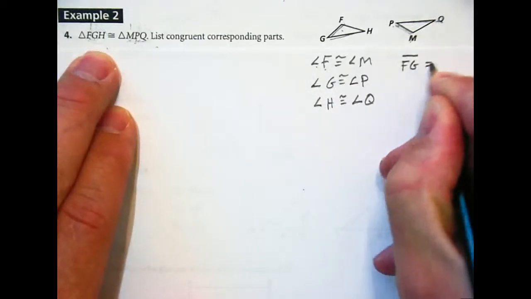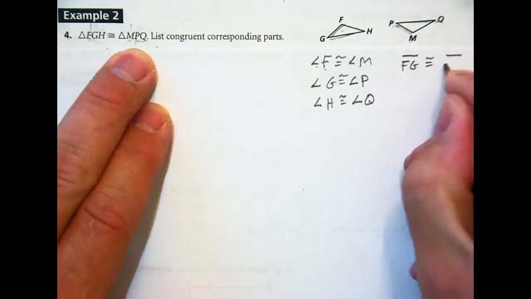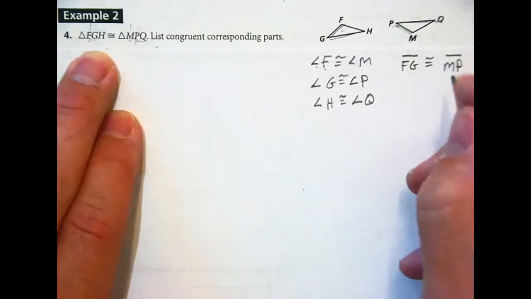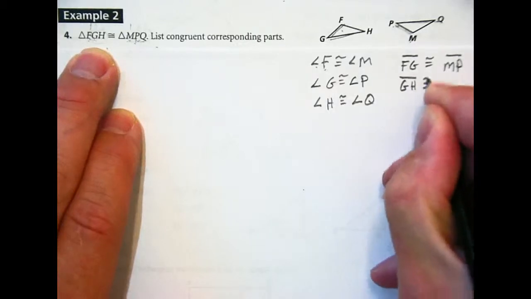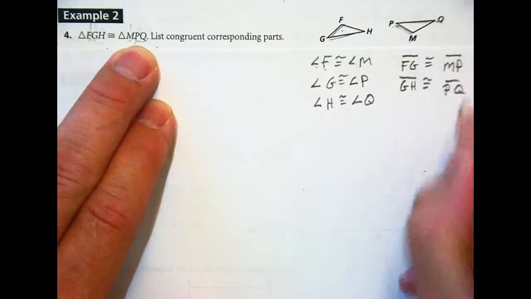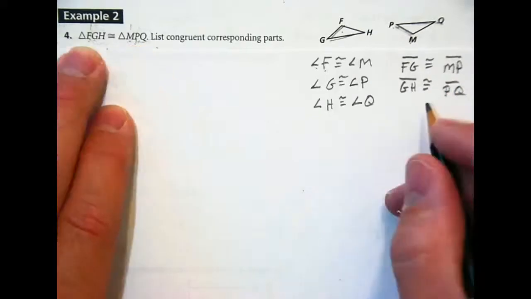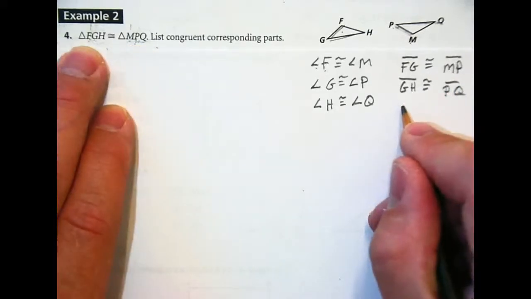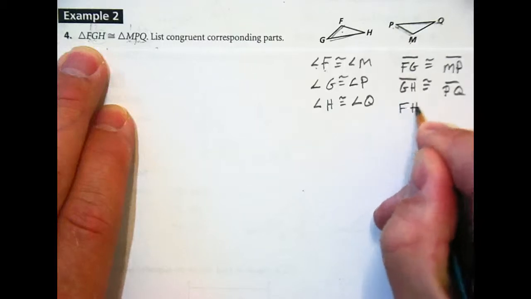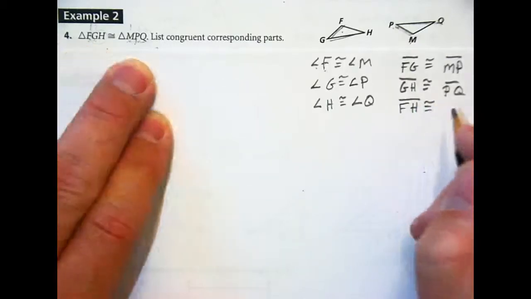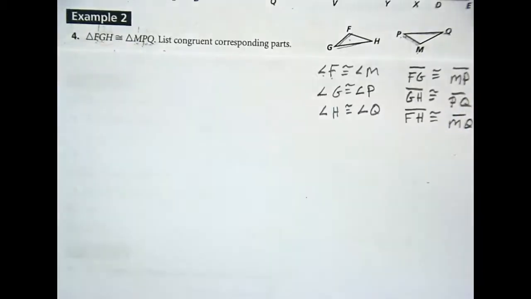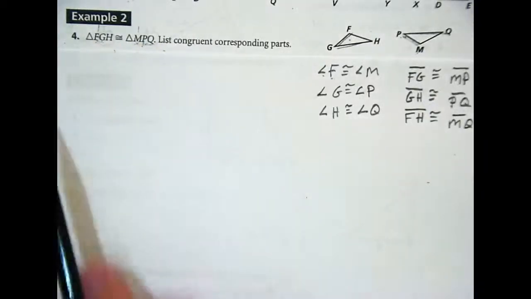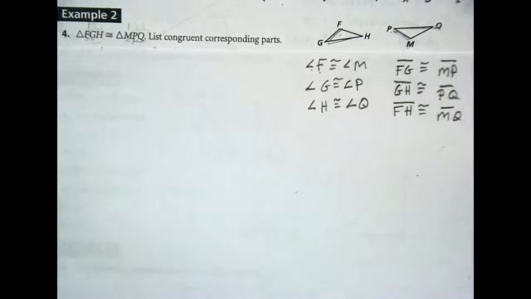FG is congruent to MP, military police. Okay. GH is congruent to PQ. Mind your P's and Q's. There they are. And F what? FH. Yeah. FH, yes. So exciting. Is congruent to MQ. Good. All right. Notice I didn't look at the picture much at all. I just went based upon their statement. Okay. All right. Any questions there?